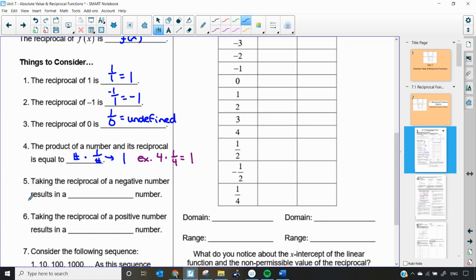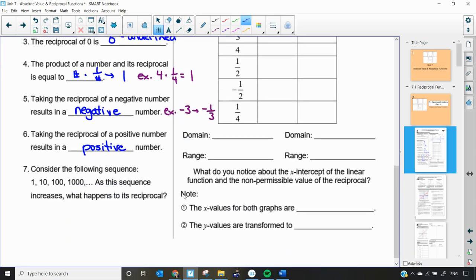Now, taking the reciprocal of a negative number results in a negative number. Again, I can give you an example there. If we want to take the reciprocal of negative 3, the reciprocal would still be negative. If we want to take the reciprocal of a positive number, the reciprocal would still be positive. If I took the reciprocal of a positive 3, the reciprocal would be 1 over 3.